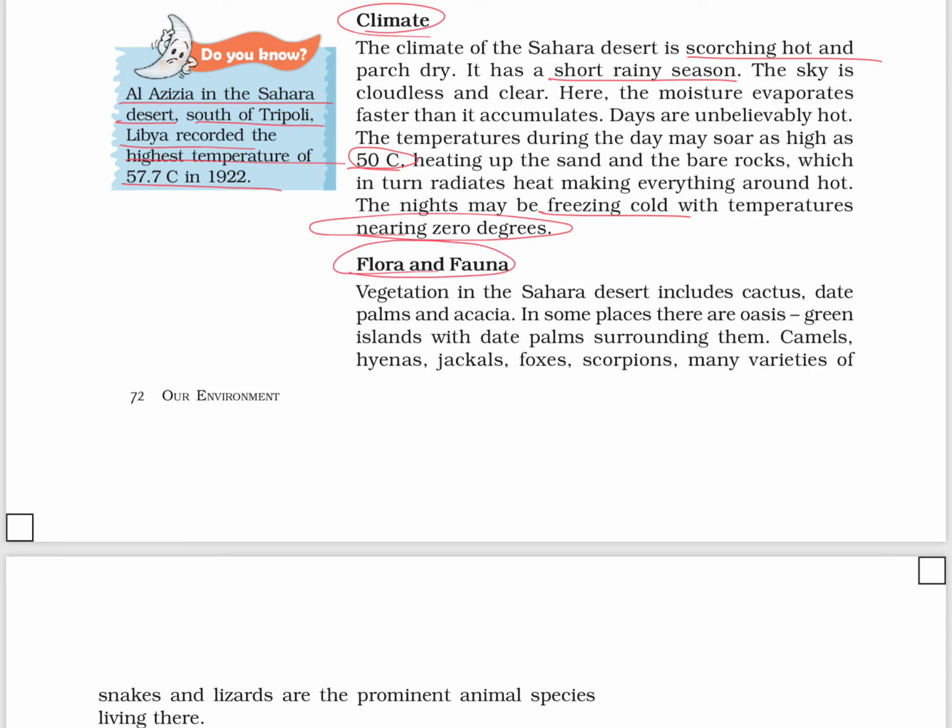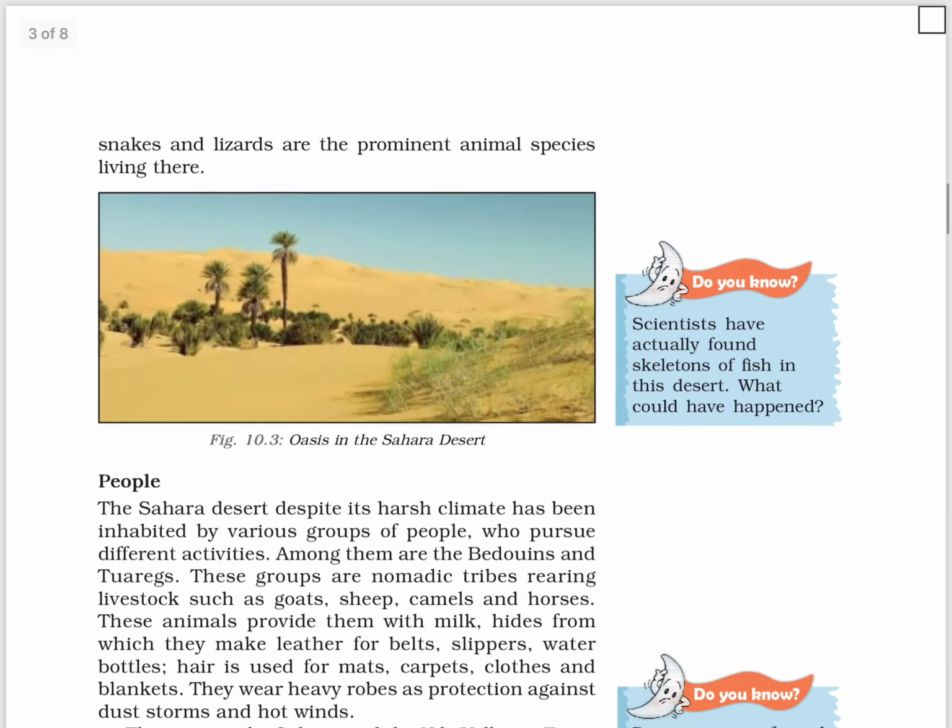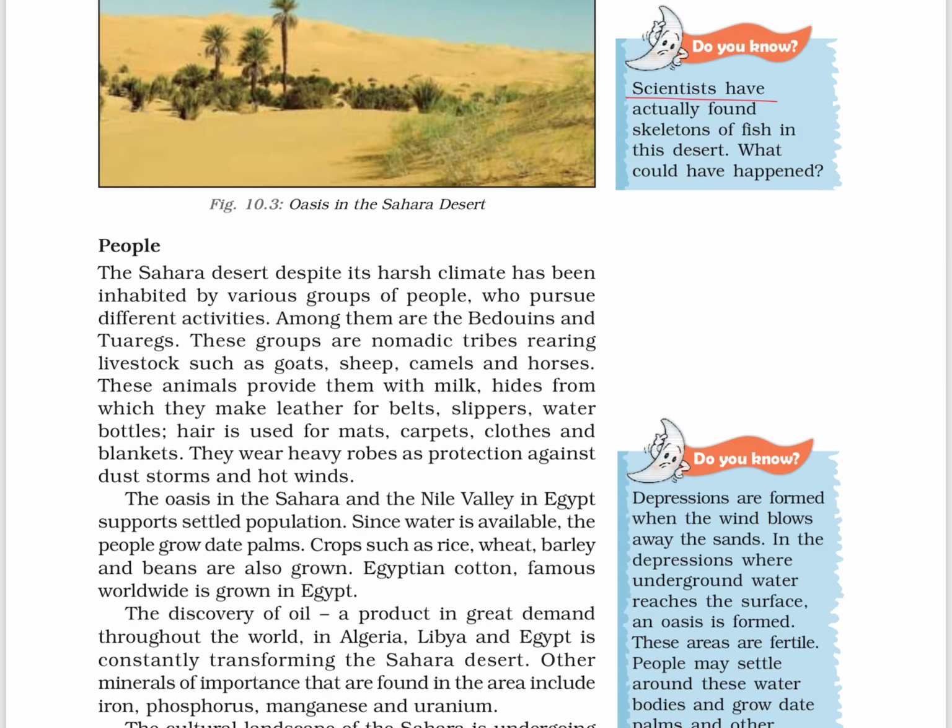Let's see flora and fauna. Vegetation in Sahara Desert includes cactus, date palms and acacia. In some places there are oases, green islands with date palms surrounding them. Camels, hyenas, jackals, foxes, scorpions, many varieties of snakes and lizards are found here. Scientists have actually found skeletons of fish in this desert.